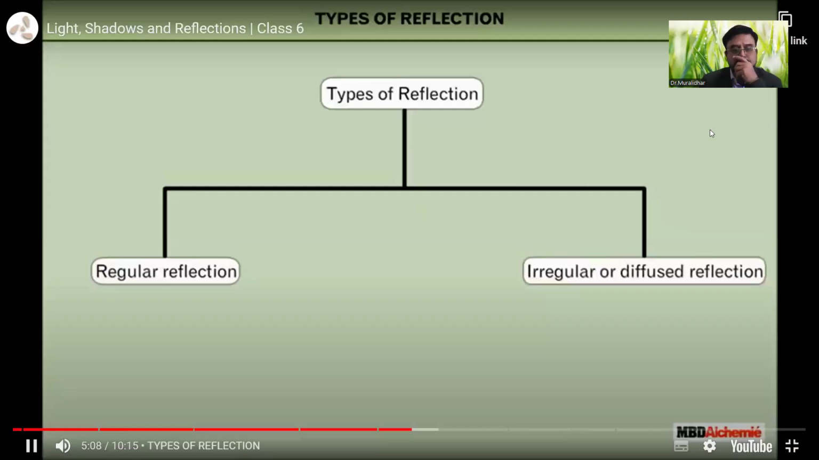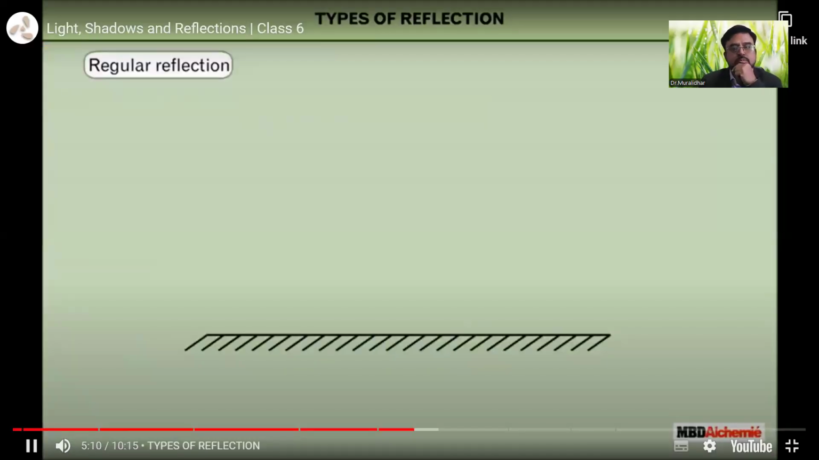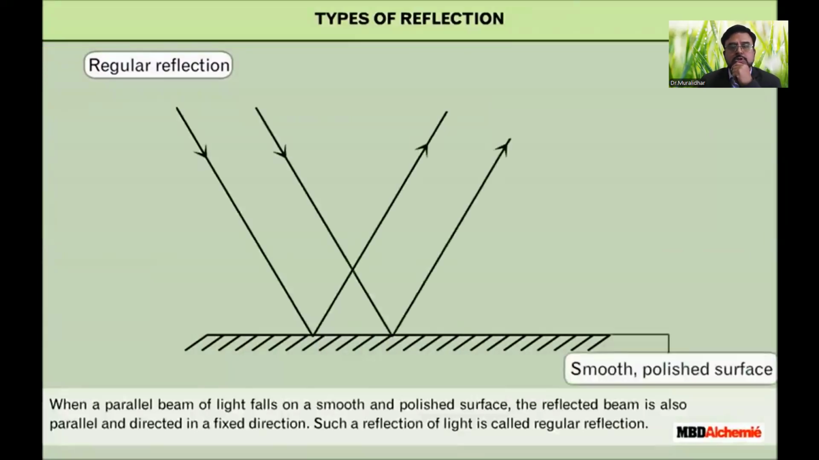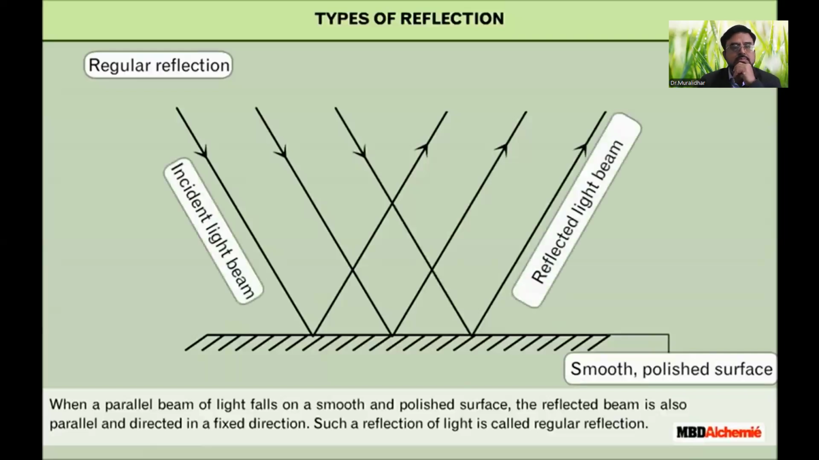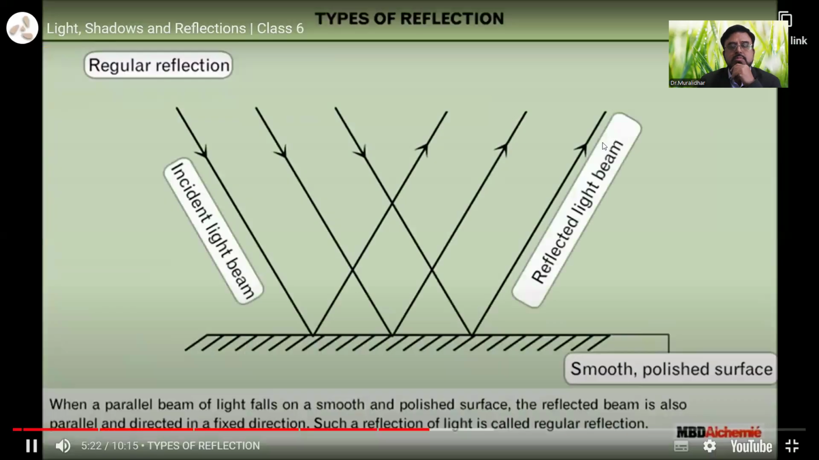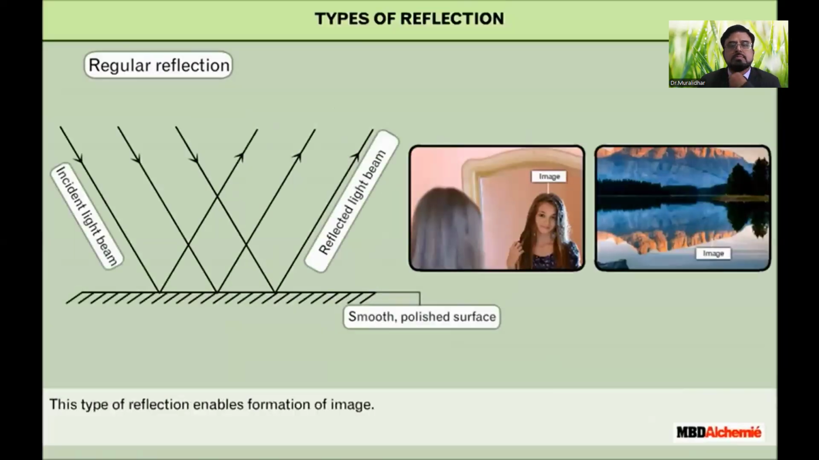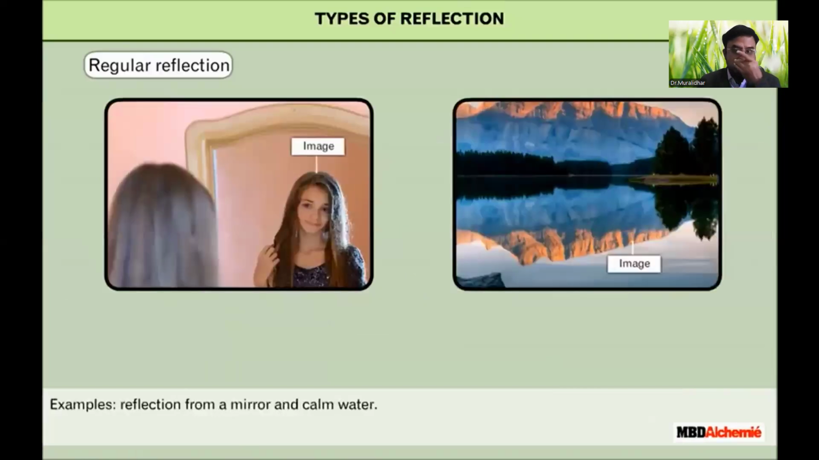Let us see what regular reflection is. When a parallel beam of light falls on a smooth and polished surface, the reflected beam coming is also parallel and directed in a fixed direction. Such a reflection of light is called regular reflection. This type of reflection enables formation of image. Examples: reflection from a mirror and calm water.